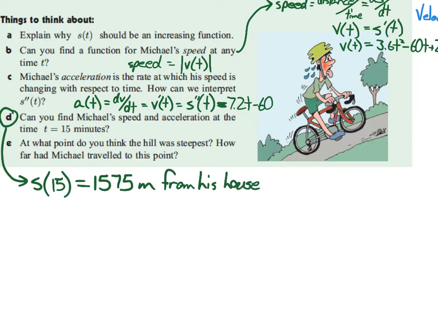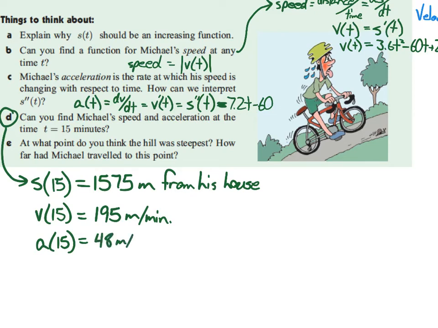But let's talk about what his speed or velocity is, and also what the acceleration is. Velocity: how fast was he going? 195 meters per minute. And how about the acceleration? 48 meters per minute squared.